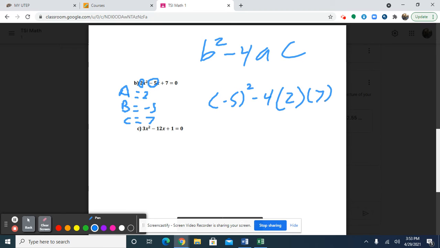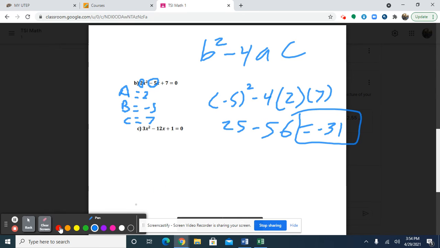What we're going to do first is square negative 5. Now remember that when we're squaring a negative number, it's going to turn positive because this is negative 5 times negative 5. Two negatives give us a positive, so that's positive 25. Then we have negative 4 times 2, which is negative 8, and negative 8 times 7, which is negative 56. So in the end, we have 25 minus 56, which is negative 31, and that's our discriminant.